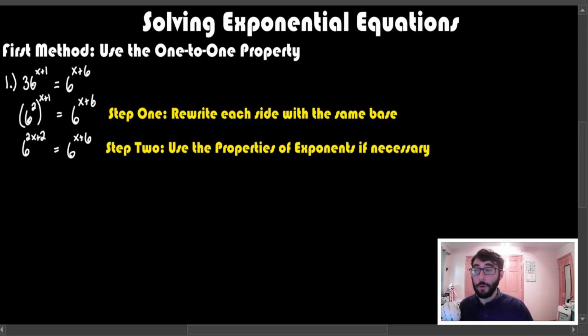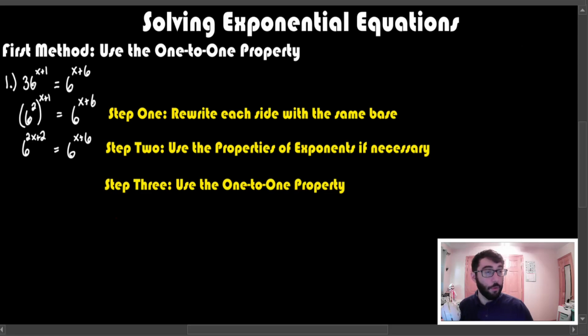From here, what we would do is now use the one-to-one property. Now, once again, you might be wondering, what is the one-to-one property? Well, it's actually quite simple. Basically, if you have an equation, and on each side of that equation you have the same base. So in this problem, we have 6 to the 2x plus 2 power is equal to 6 to the x plus 6 power. The bases are the same. What that means is that the exponents must be equal. That's all the one-to-one property is, and this is the one-to-one property of exponential expressions.